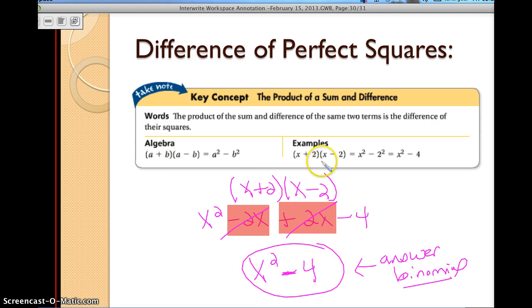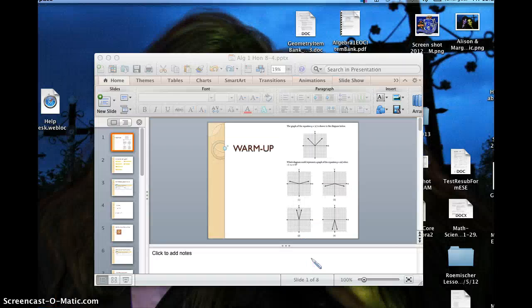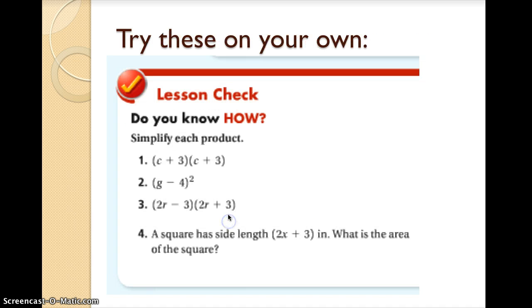They call it difference of perfect squares. Why? Because we're difference, which is subtract. This is a perfect square, and this is a perfect square. So that's where the name is coming from. All right, let's try a couple on your own. Go ahead and try these. Make sure you put me on pause, and then when you're done, we'll work it out together.